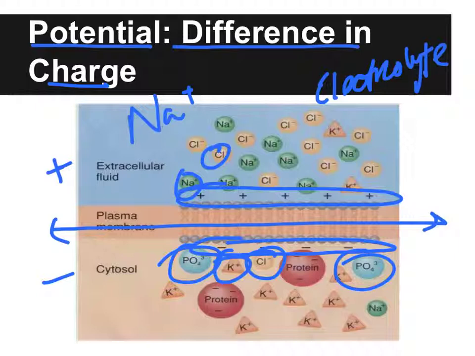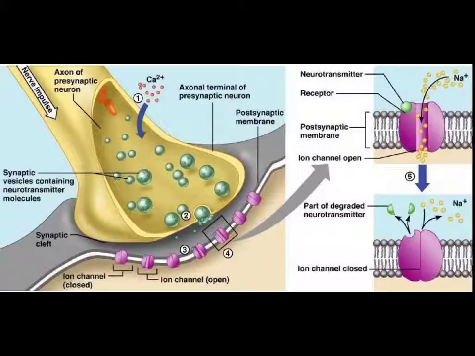That is to say, we have a difference in charge from the outside to the inside of the cell, which is another way of saying we have a potential. It's this potential that allows cells to transmit information. And this potential is caused by different concentrations of electrolytes, or different concentrations of ions, inside and outside of the cell. Well, what does that have to do with neurons and the nervous system?